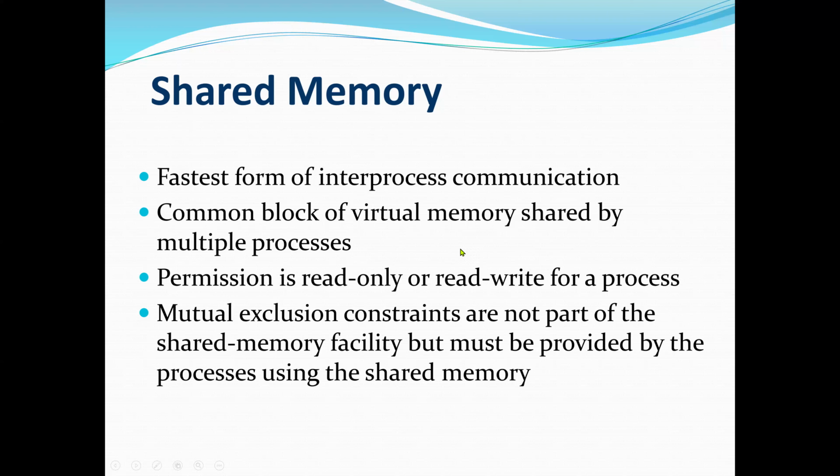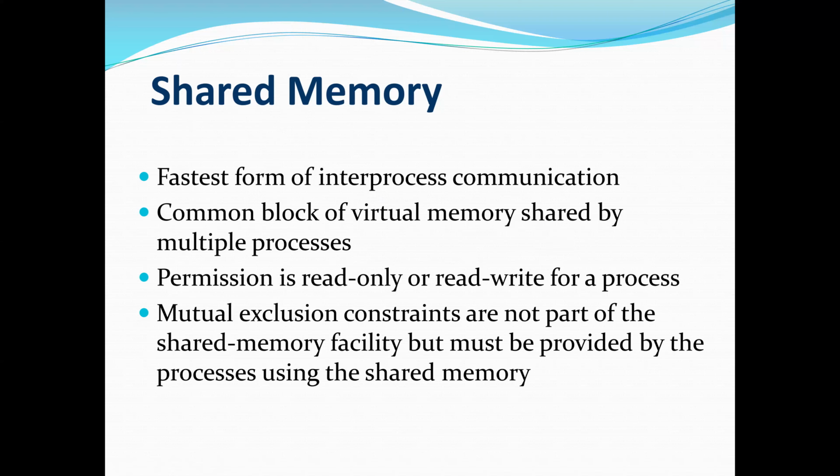Also, the fastest form of interprocess communication provided in UNIX is shared memory. This is a common block of virtual memory shared by multiple processes. It's virtual memory, so the processes read and write shared memory using the same machine instructions they use to read and write other portions of their virtual memory space.